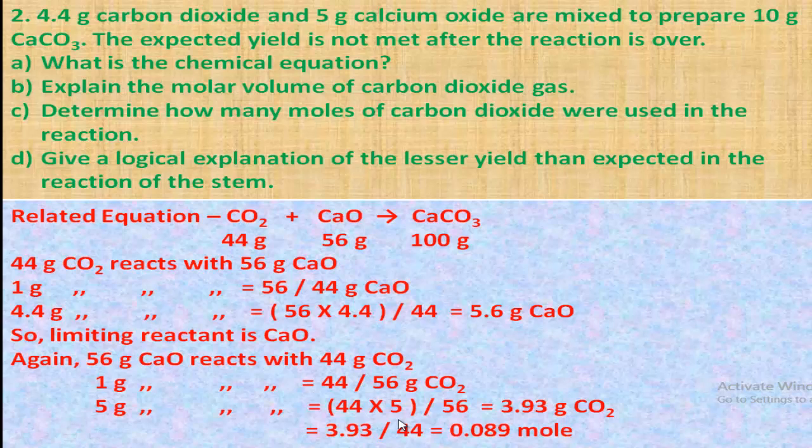How many moles of carbon dioxide? So you have to actually at first determine the used amount of carbon dioxide. Here we get 3.93 gram carbon dioxide is used to react with 5 gram calcium oxide. Now you convert it into mole by dividing by the molecular mass. So the answer will be 0.89 mole.